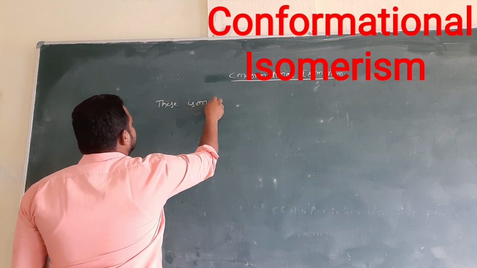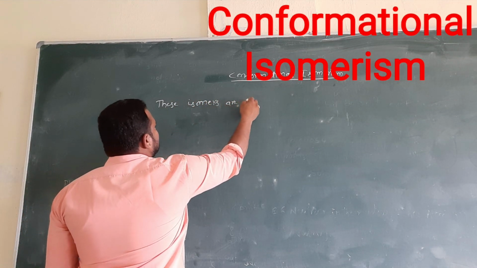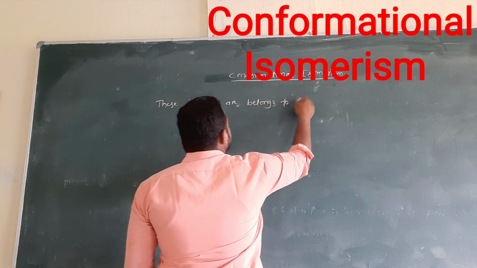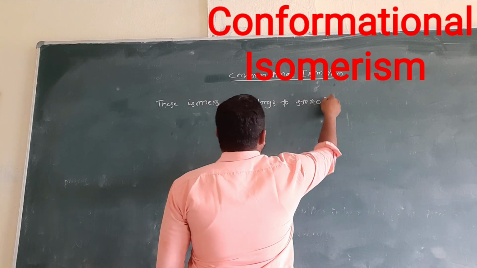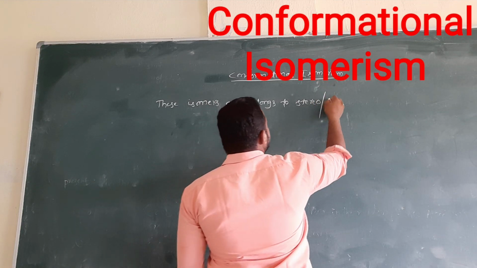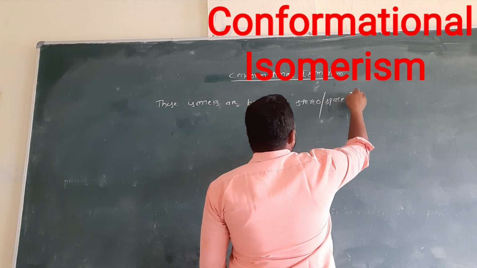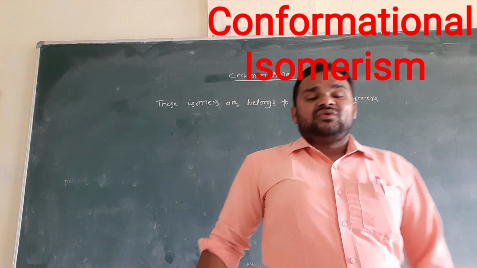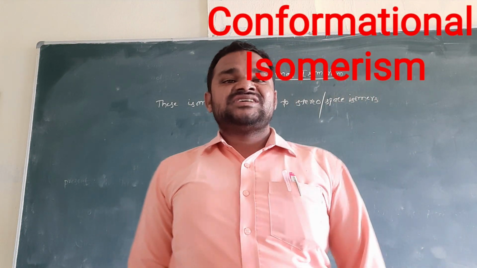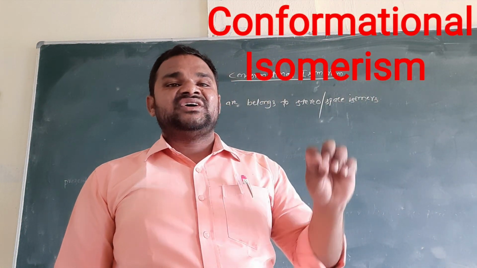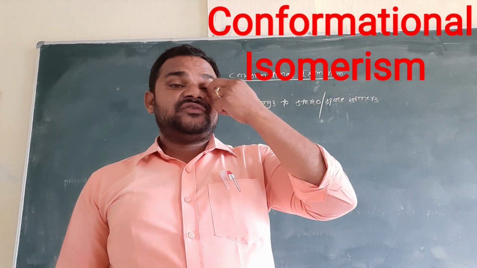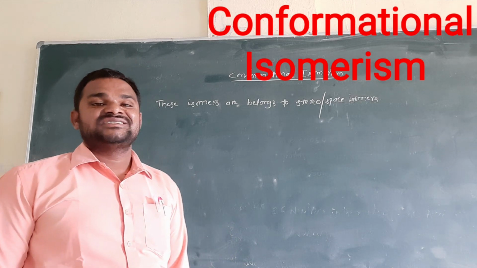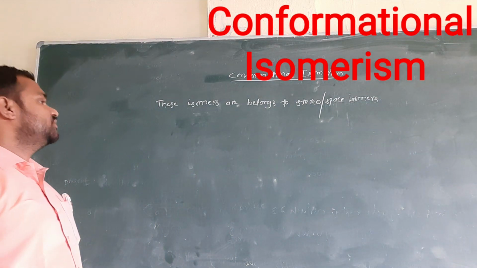These isomers belong to stereoisomers. Stereo isomers are also called space isomers. Why are we saying that space isomers are stereoisomers? In the sense that they are isomers which arise due to different spatial arrangement of groups.